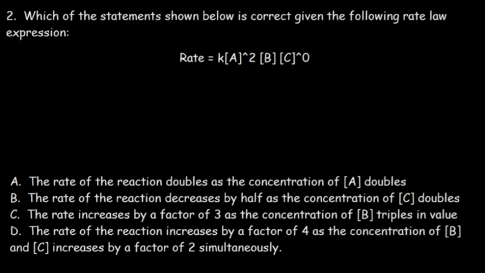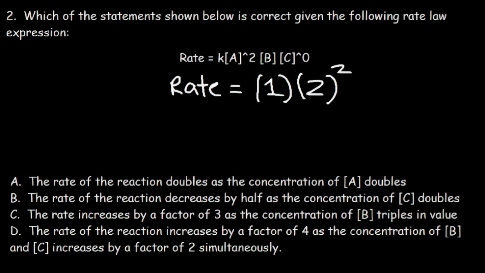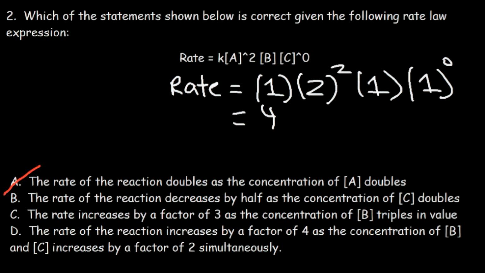So for A, the rate of the reaction doubles as the concentration of A doubles. So we're going to plug in a 1 for K, it's a constant. We're going to put a 2 for A because it doubles. B is a constant, so we're going to substitute 1 for that, and the same is true for C. So 2 squared is 4. So the rate should increase by a factor of 4. So A is a false statement. The rate doesn't double.